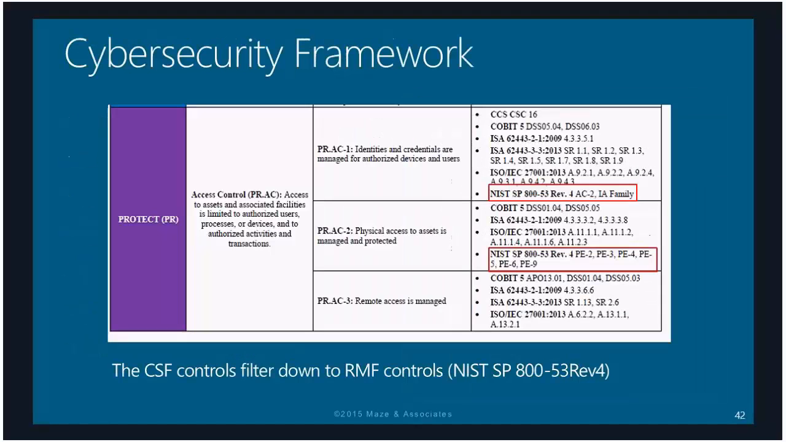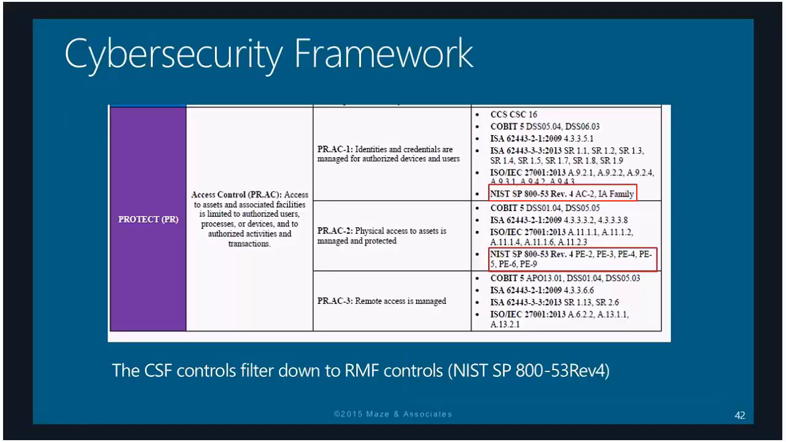Now, how does this relate to the cybersecurity framework? So the cybersecurity framework is very deceptive. It looks like it only has a few controls, like 80 controls or something like that. So you look at it and you say, okay, we have to protect the information. So we have to set up access controls. And so the first one is we have to set up identities and credentials, in other words, usernames and passwords, to manage users and devices. And then we have to have physical access control as well. Great. So that sounds like it's really simple.